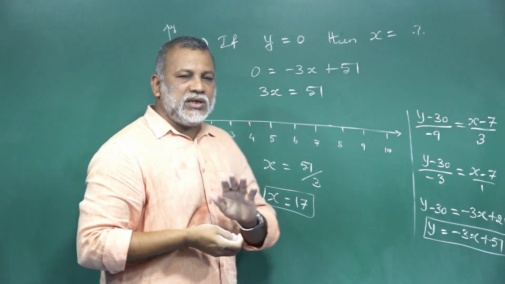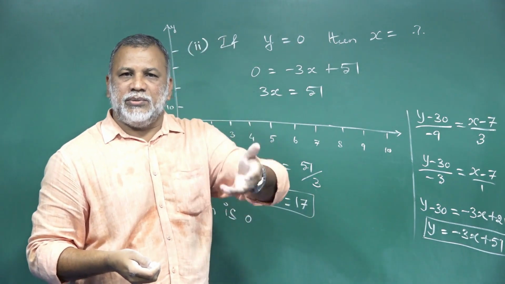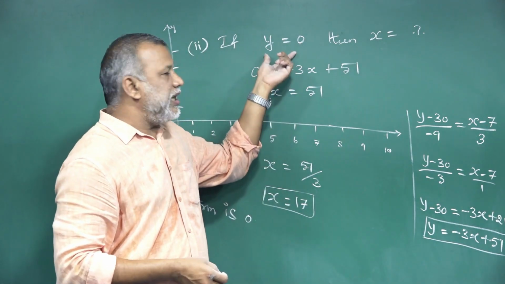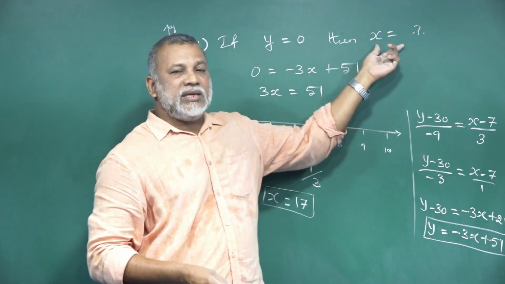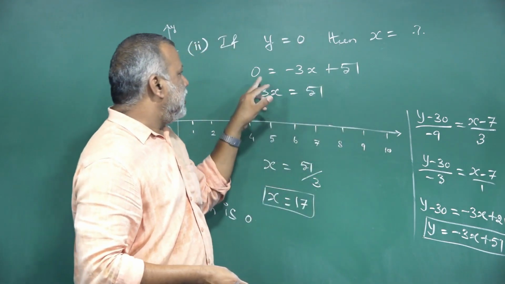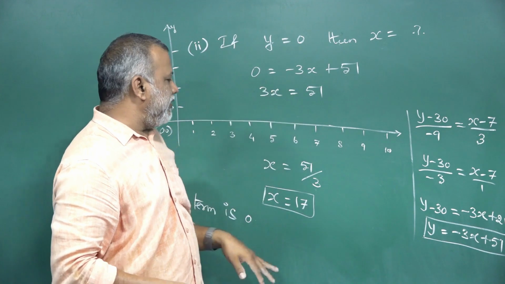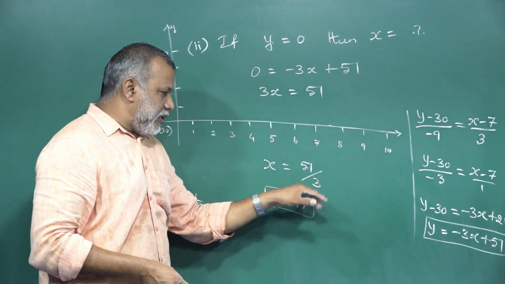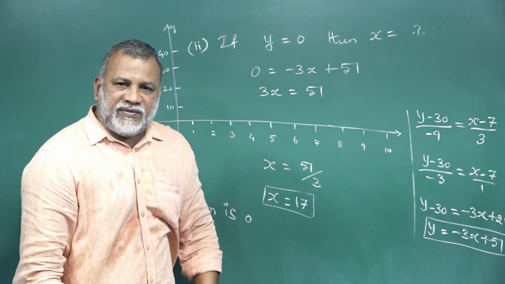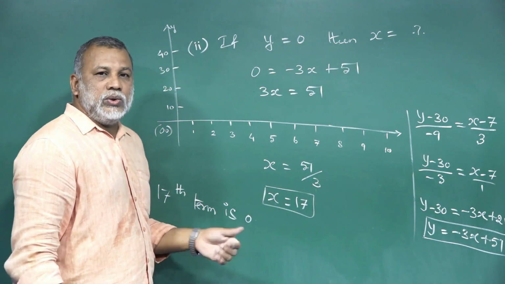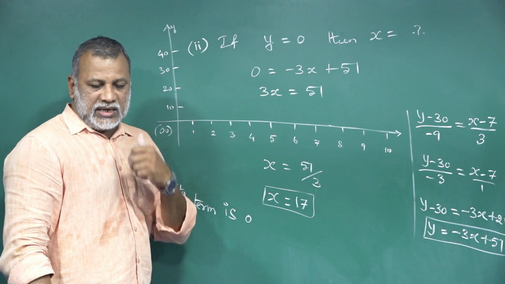That is what question number 2 is asking: in which term the value of the term is 0. The value of the term is denoted on the y-axis, therefore take y equal to 0, then x equal to unknown, question mark. Then we get minus 3x plus 51 equal to 0, 3x equal to 51, that means x equal to 51 by 3, we get the value 17. That means the 17th term is 0. That is the conclusion for your second question.